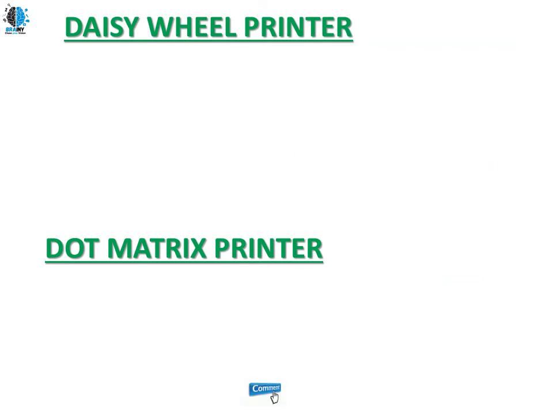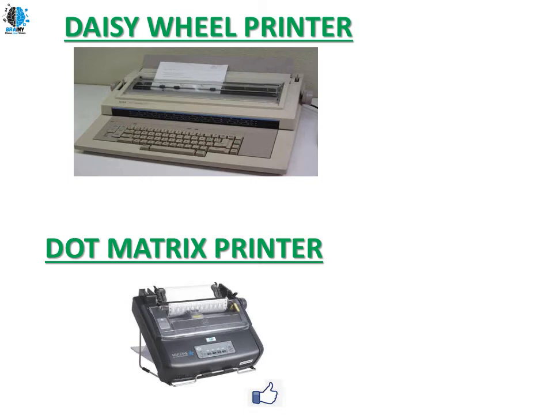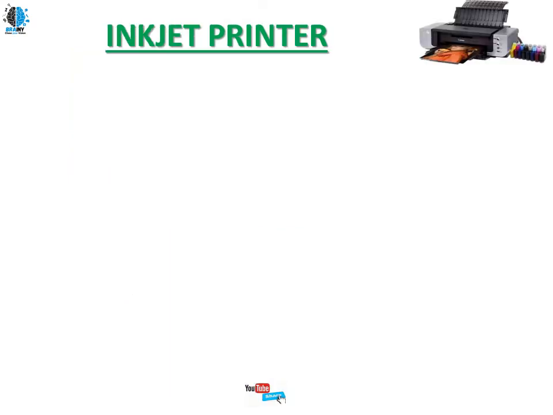Daisy wheel printers and dot matrix printers come under the category of non-impact printers. So this is our daisy wheel printer and this is our dot matrix printer, usually used for billing purposes, wherein you have to take the print of an original as well as a duplicate copy. For that purpose, a daisy wheel and a dot matrix printer are used.